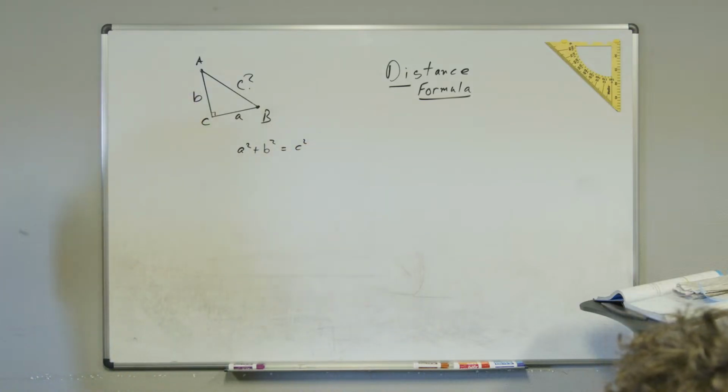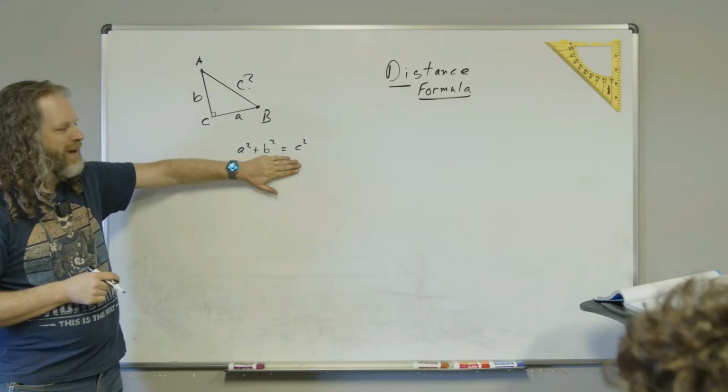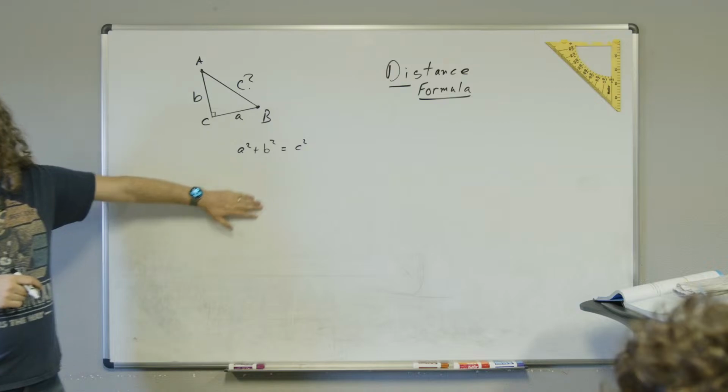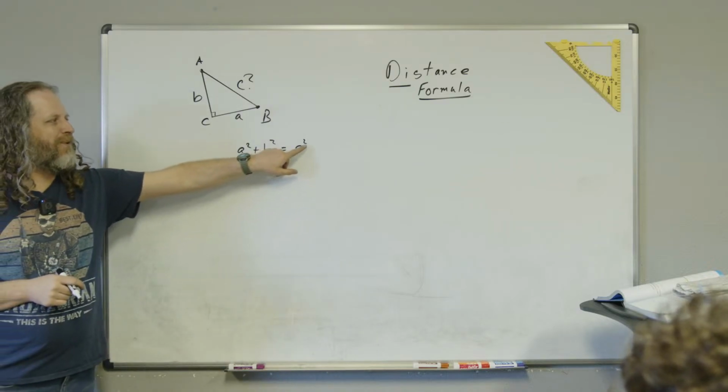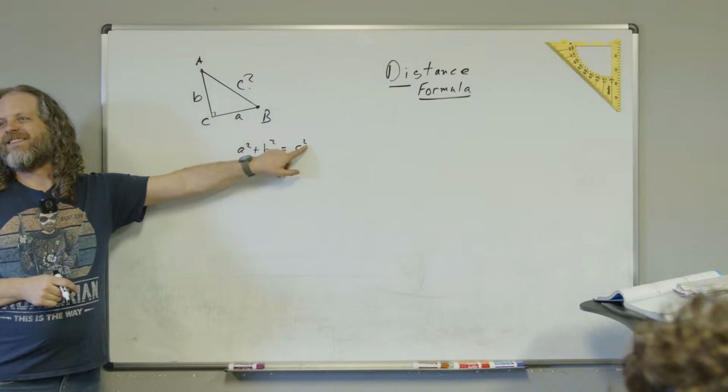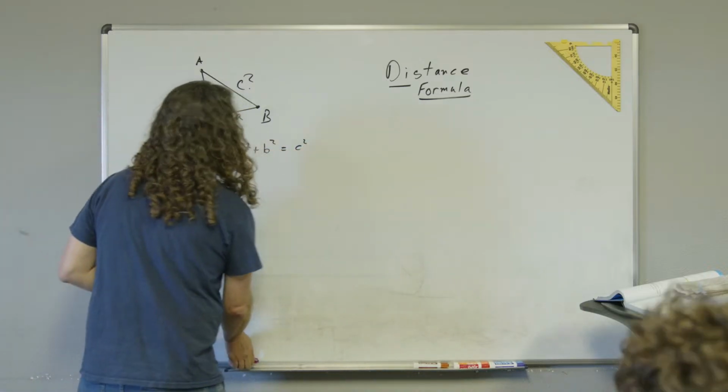So, what do I do to solve this for c? I want to solve this right here for c. There aren't any numbers on there. How do I get rid of this? Square root both sides. Thank you.